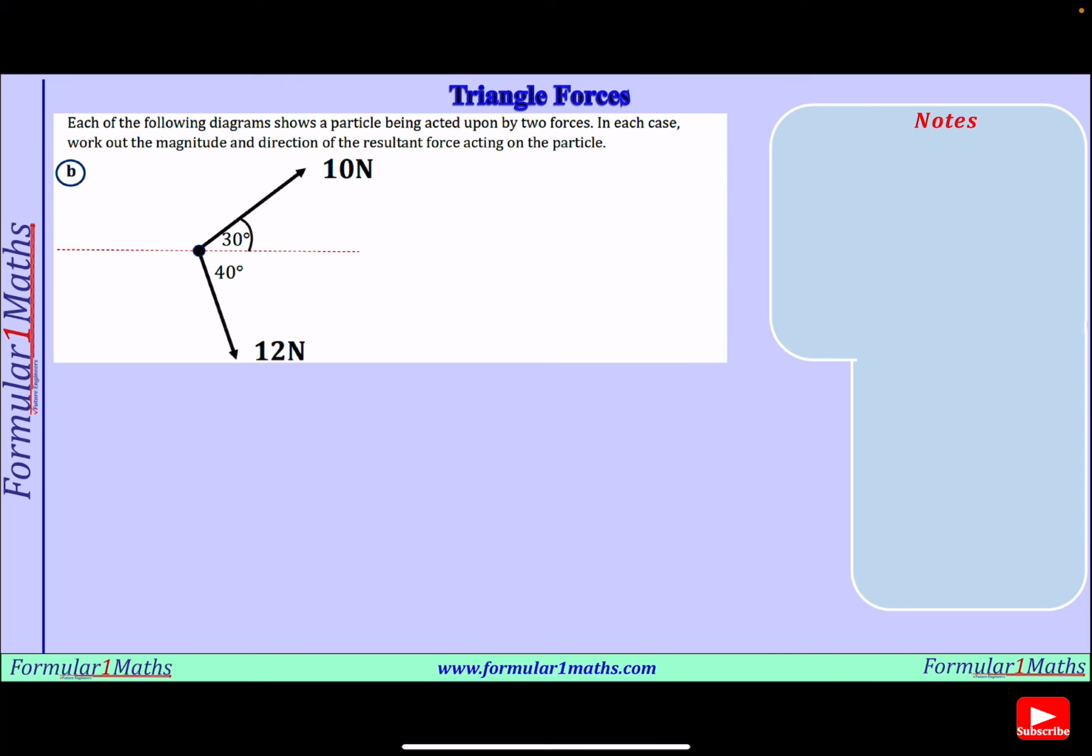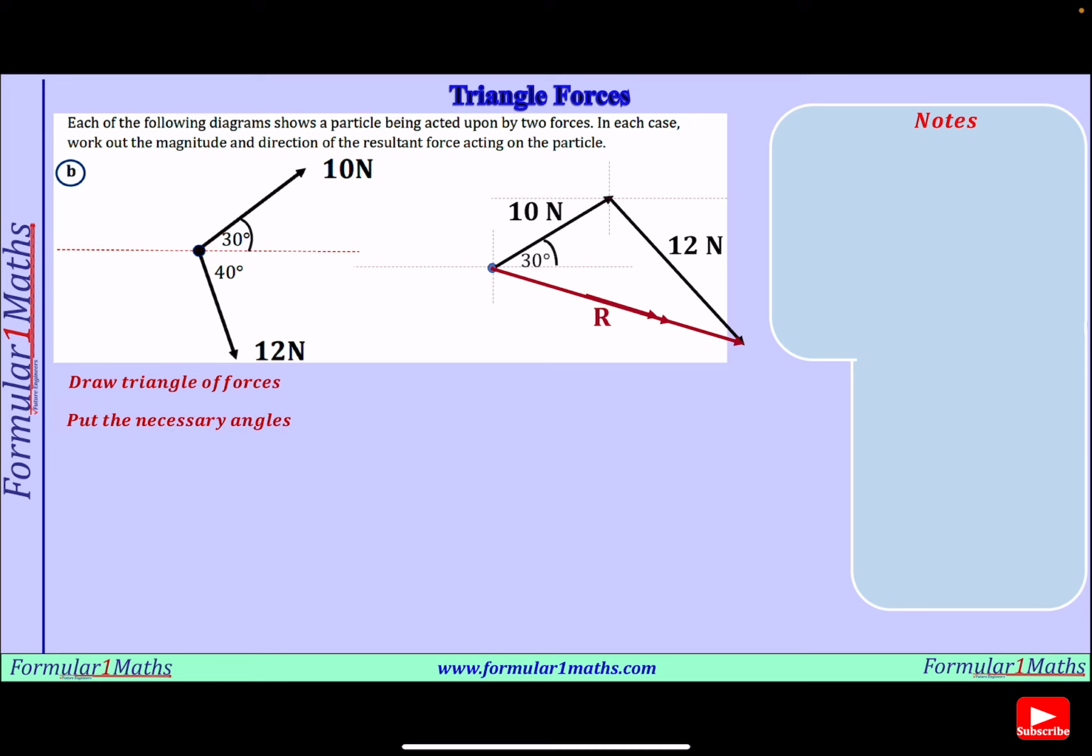Next question. Again, let's draw our triangle of forces. I'm starting with the 10 Newton force. Then I'll add my 12 Newton force. That gives me this one as my resultant force. Let's put in the angles. This is 30, which is quite obvious. So that's 30. We don't need any explanation for that. That's 40 because this is 40.